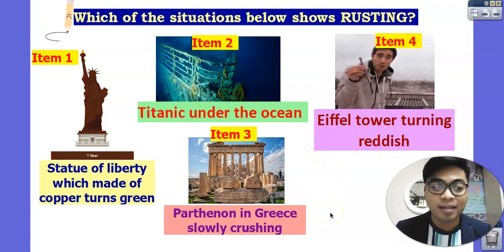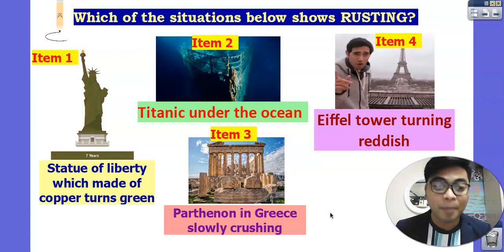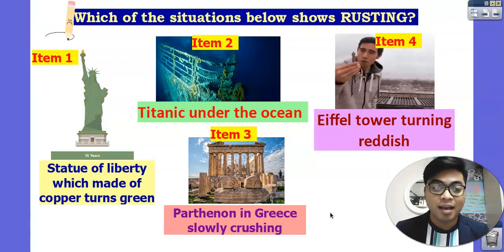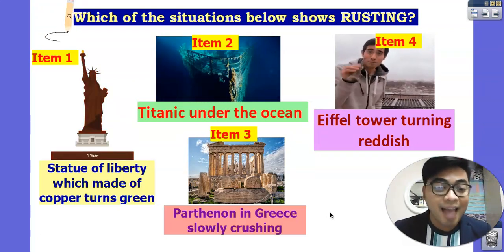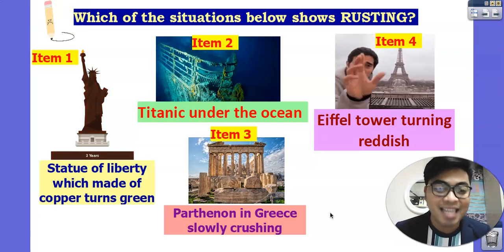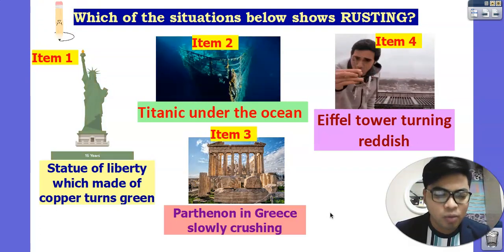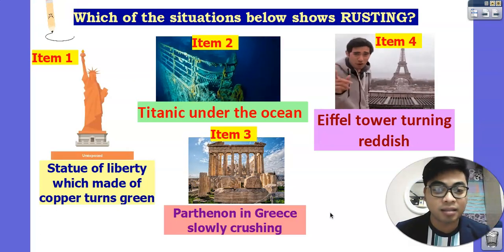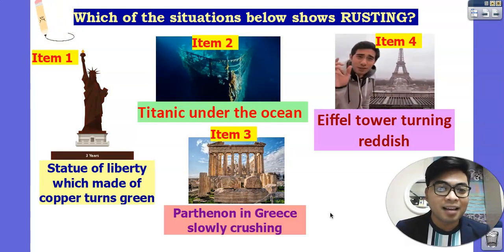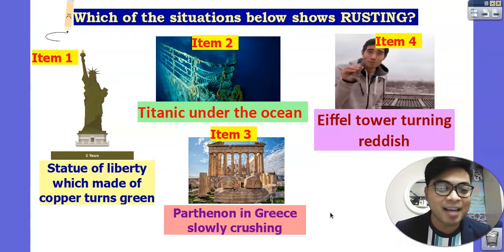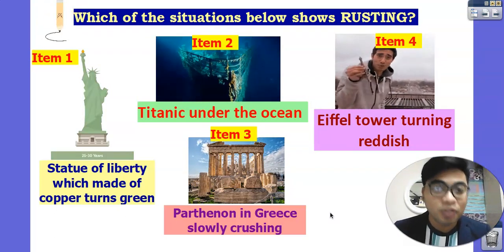I have your item 1. It's the Statue of Liberty, which is made up of copper actually, and it turns green once exposed to air or to rain. Look at item number 2. Are you familiar with Titanic? The entire ship is actually made of steel. Look at item number 3. It's the Parthenon in Greece, and this one is basically made up of rocks, specifically limestone. And look at item number 4. The Eiffel Tower turns reddish. So which of the following here shows rusting?